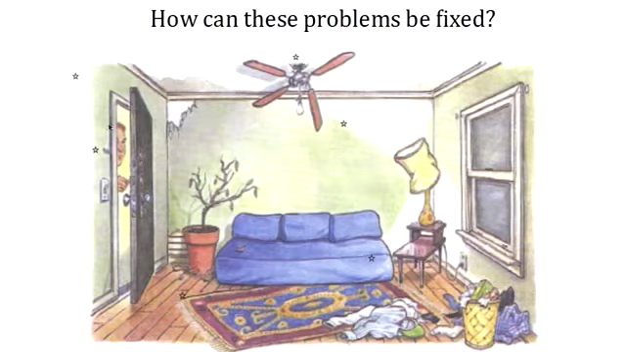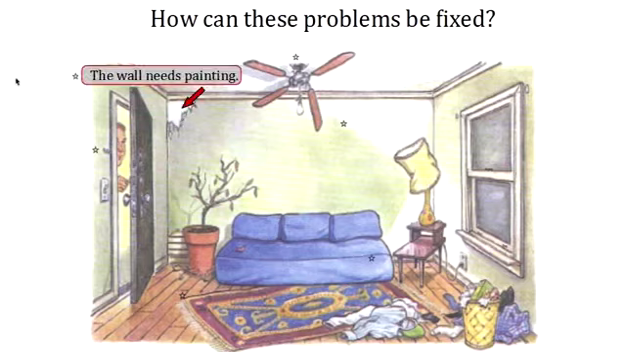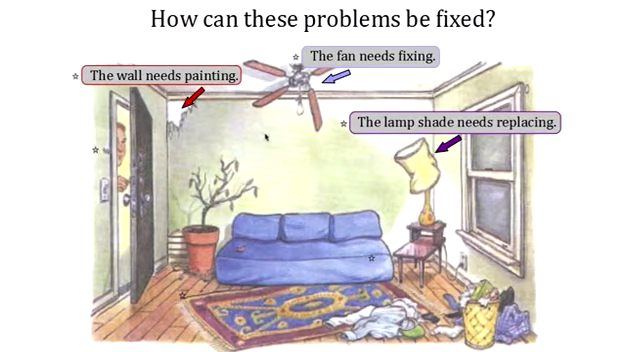So now we looked at all the different problems, but how can these problems be fixed? So again, looking at the paint in the corner here, I'm going to say, well, the wall needs painting. Okay, that's going to fix the problem. The wall needs painting. And the broken fan, well, the fan needs fixing, obviously, right? And the damaged lampshade, what can we do about that? Well, the lampshade needs replacing.